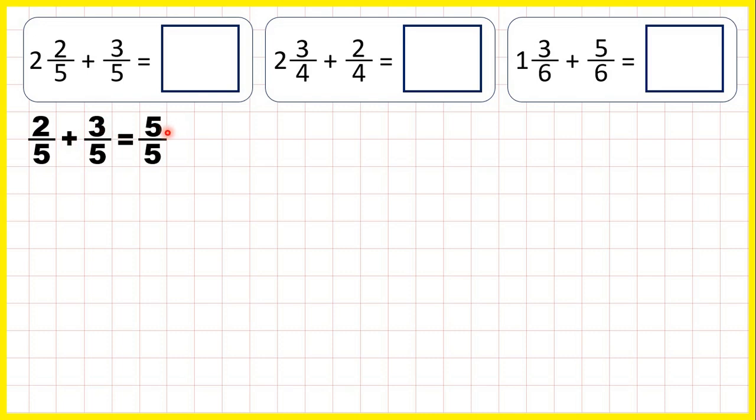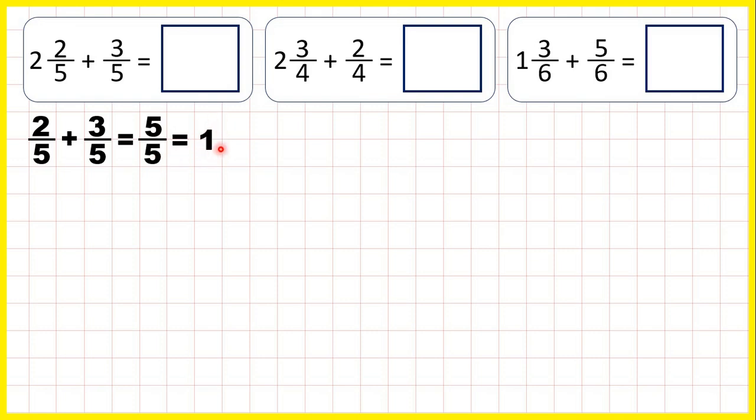But whenever you see a fraction that has the same numerator and denominator, you know that that fraction is always equal to 1. And that's because a fraction is really a division, and 5 divided by 5 is 1.